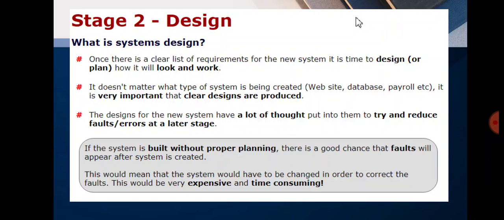What is system design? Once there is a clear list of requirements for a new system, it's time to design or plan how it will look and how it will work. It does not matter what type of system is being created. It may be a website, a database, payroll, etc. It is very important that clear designs are produced. The designs for the new system have a lot of thought put into them to try and reduce errors at the later stage.